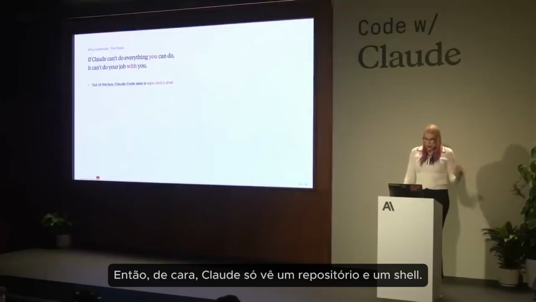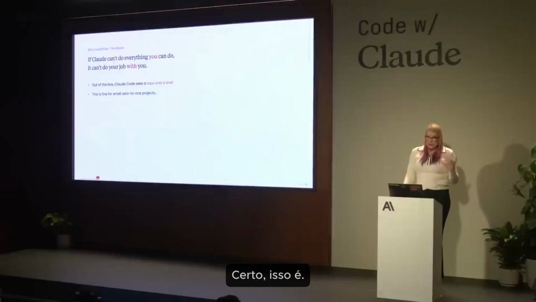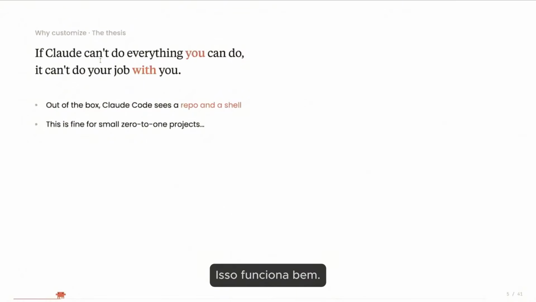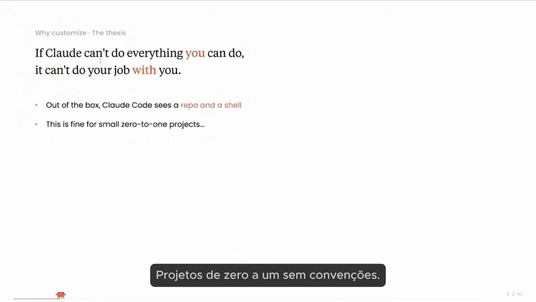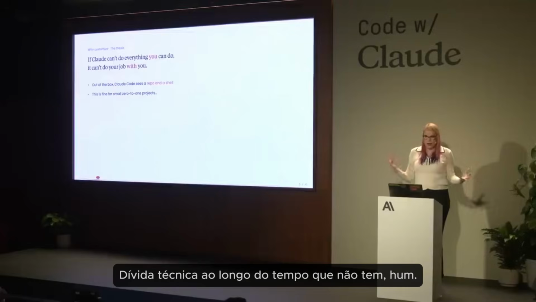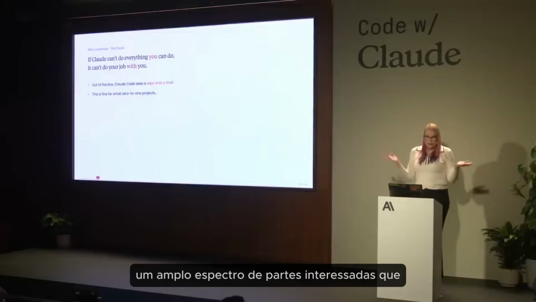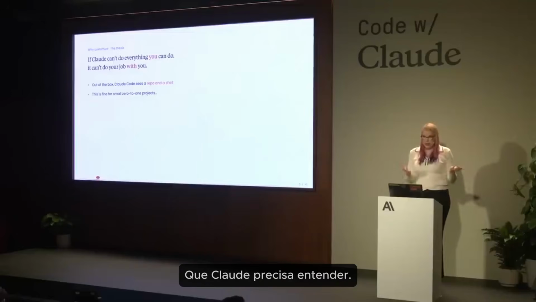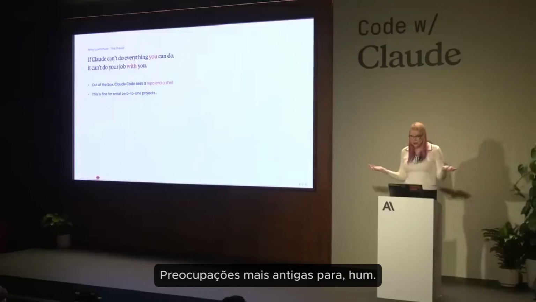So out of the box, Claude just sees a repo and a shell, right? This works okay, fine for 0 to 1 projects that don't have any conventions, that don't have any built up technical debt over time, that don't have a wide range of stakeholders that Claude needs to understand stakeholder concerns for.